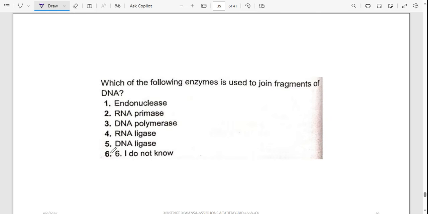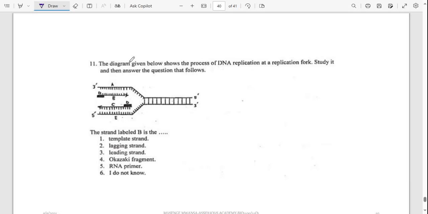Which of the following enzymes is used to join fragments of DNA? Remember, it's fragments. It's DNA polymerase? Okay, but wait, this is actually fragments. It's DNA ligase, so watch out, right? It's ligase for fragments. The diagram given below shows the process of DNA replication at the replication fork. Study it and then answer the questions that follow.